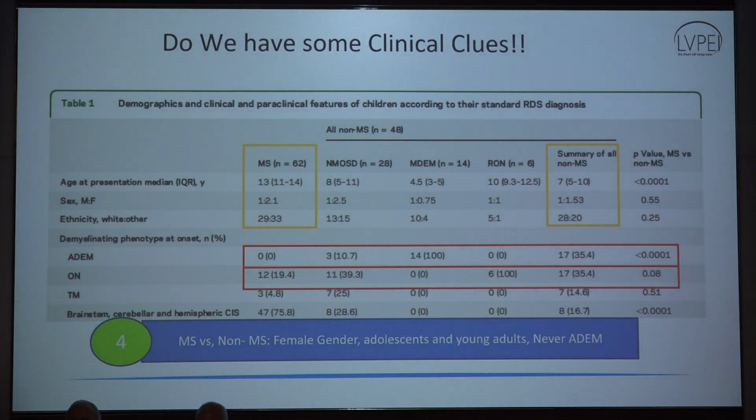So, this is a study from a UK group by Hacohen and colleagues, where they looked at the differences between different diseases in recurrent cases, and the message that was coming was that patients with MS versus non-MS more often tended to be female. They were adolescent and young adults and never presented with EDEM-like picture. They were more often to present with a brainstem clinically isolated syndrome than any other type of the demyelinating disease.